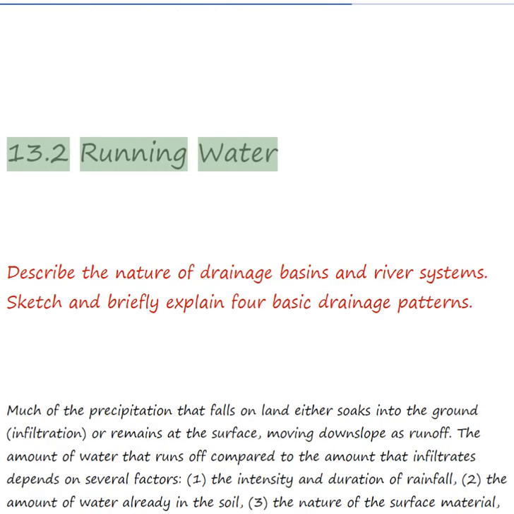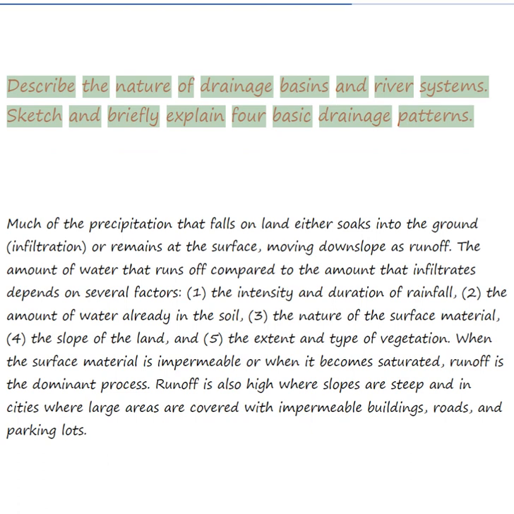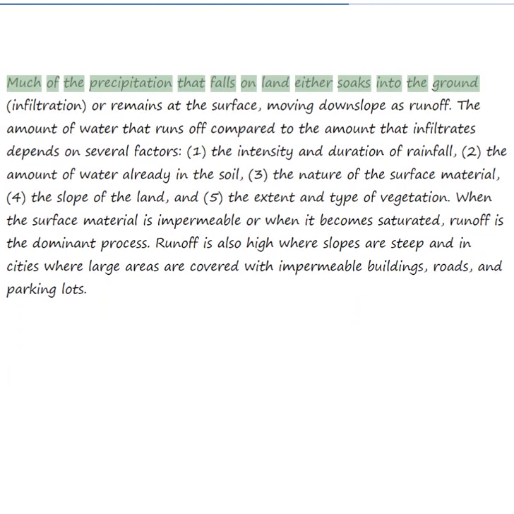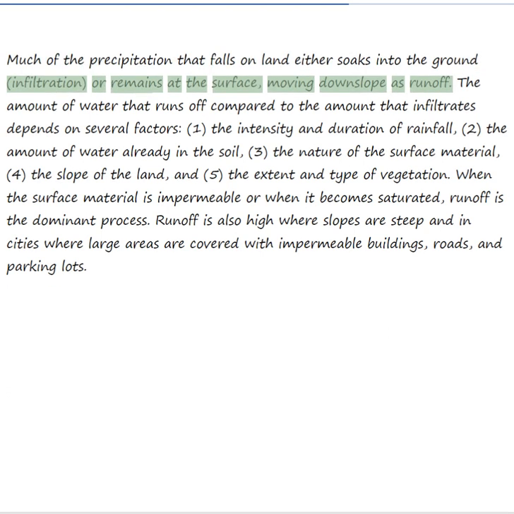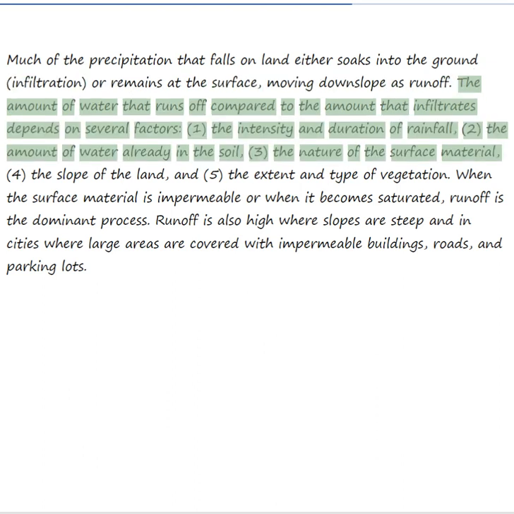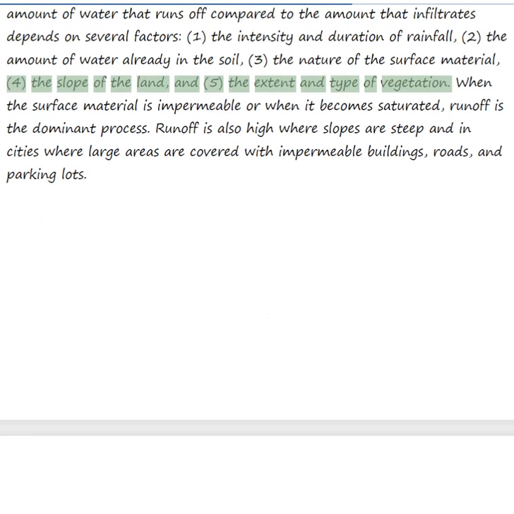13.2 Running water. Describe the nature of drainage basins and river systems. Sketch and briefly explain 4 basic drainage patterns. Much of the precipitation that falls on land either soaks into the ground or remains at the surface, moving downslope as runoff. The amount of water that runs off compared to the amount that infiltrates depends on several factors: the intensity and duration of rainfall, the amount of water already in the soil, the nature of the surface material, the slope of the land, and the extent and type of vegetation.